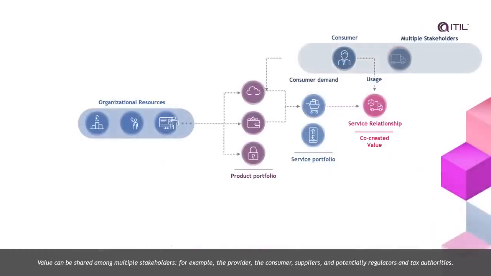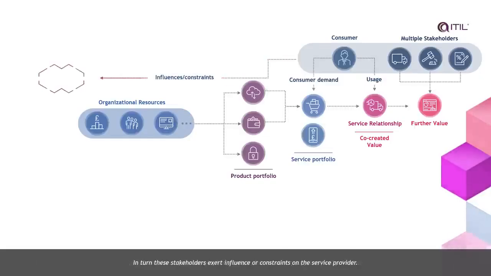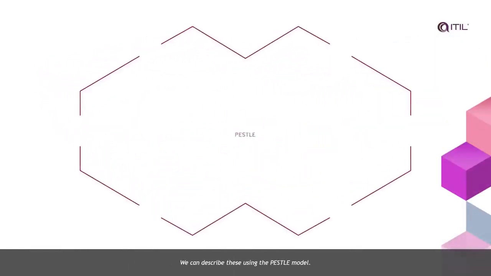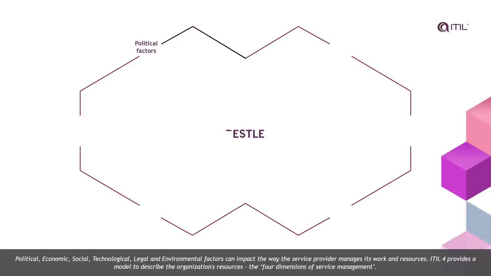Value can be shared among multiple stakeholders, for example, the provider, the consumer, suppliers, and potentially regulators and tax authorities. In turn, these stakeholders exert influence or constraints on the service provider. We can describe these using the PESTLE model. Political, economic, social, technological, legal and environmental factors can impact the way the service provider manages its work and resources.